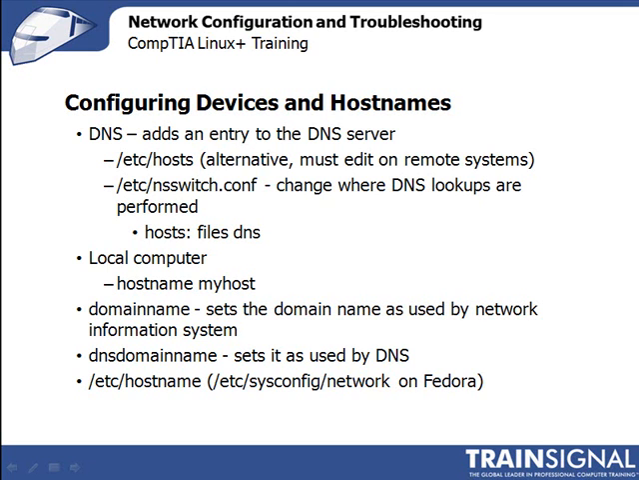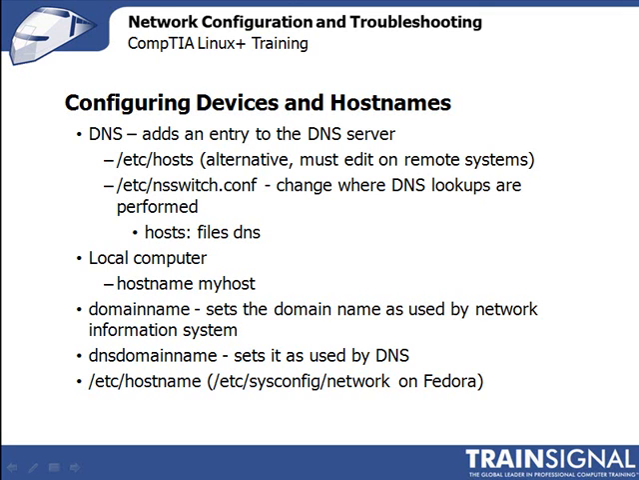By default, Linux will go to the /etc/hosts file for lookups before turning to DNS. You can change this in the /etc/nsswitch.conf file. On the hosts line, you simply change the syntax to read hosts: files dns.